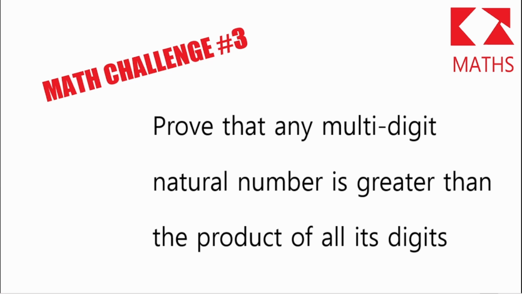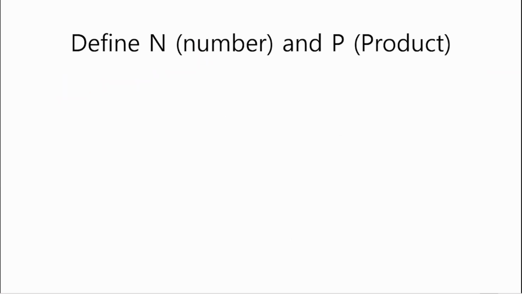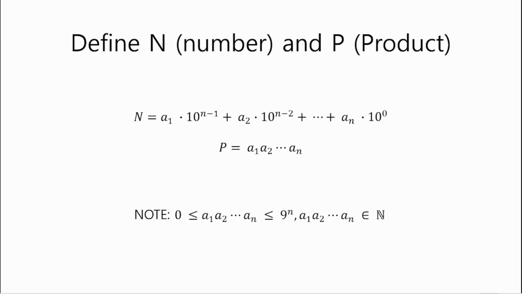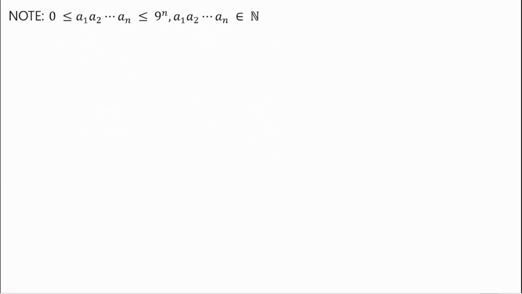So let's do this. First of all, I'm going to define n, which stands for number with n digits, and p, which stands for product of all its digits, as following. Note that the product of all digits of number with n digits is less than or equal to 9 to the power of n. We must show that n is greater than p.